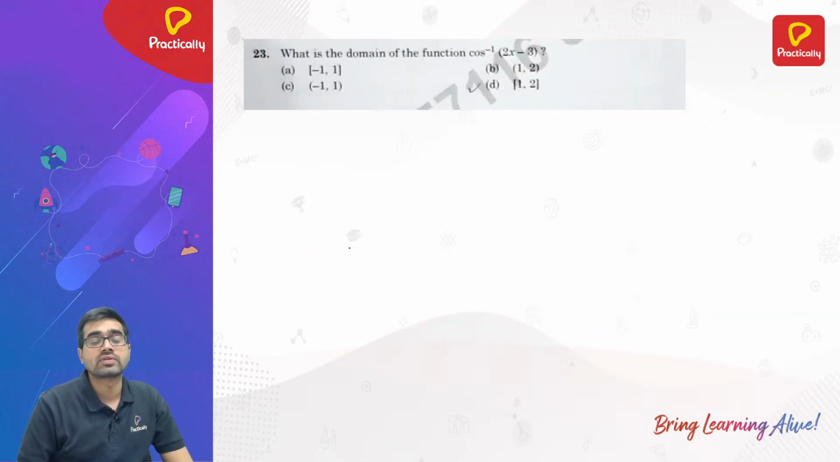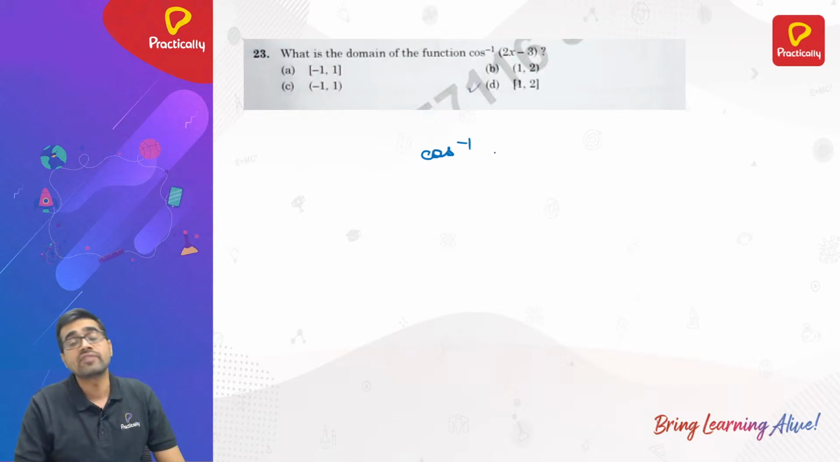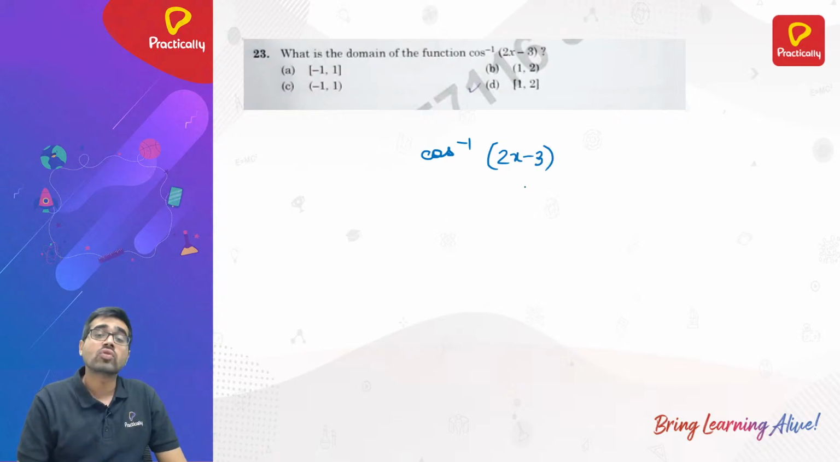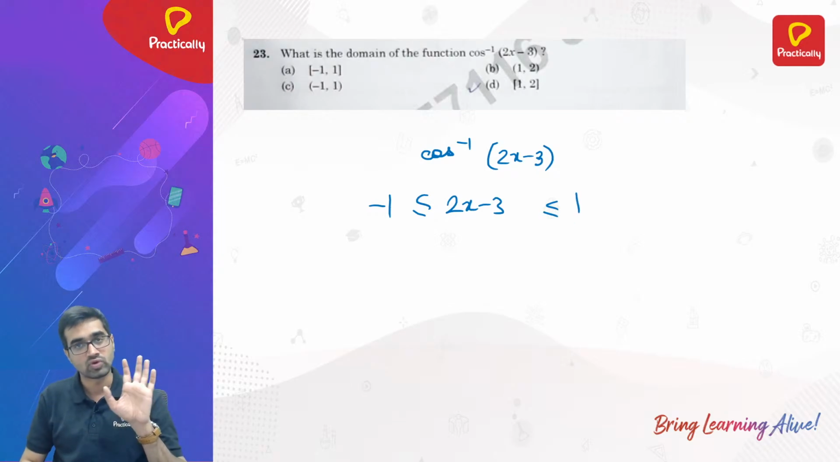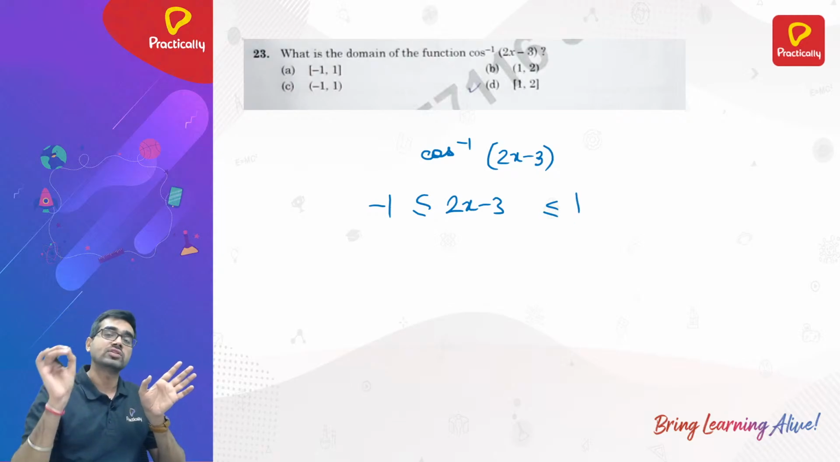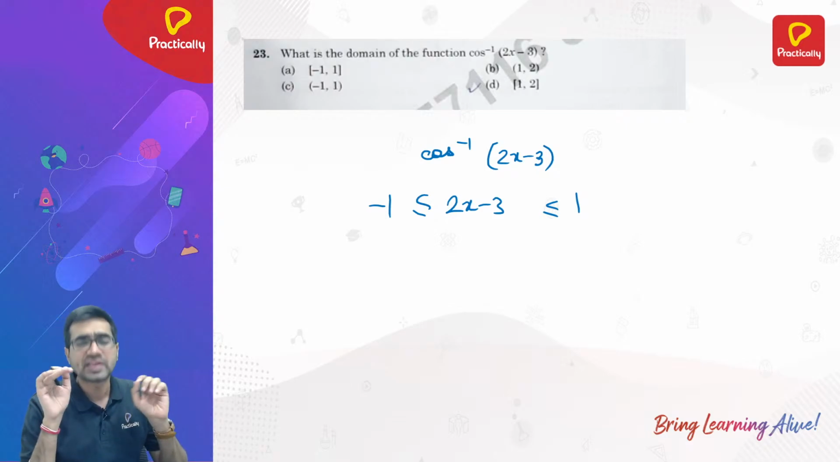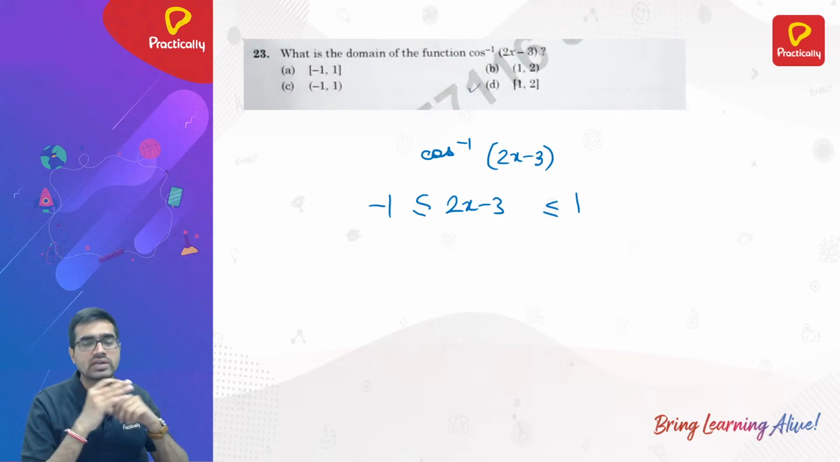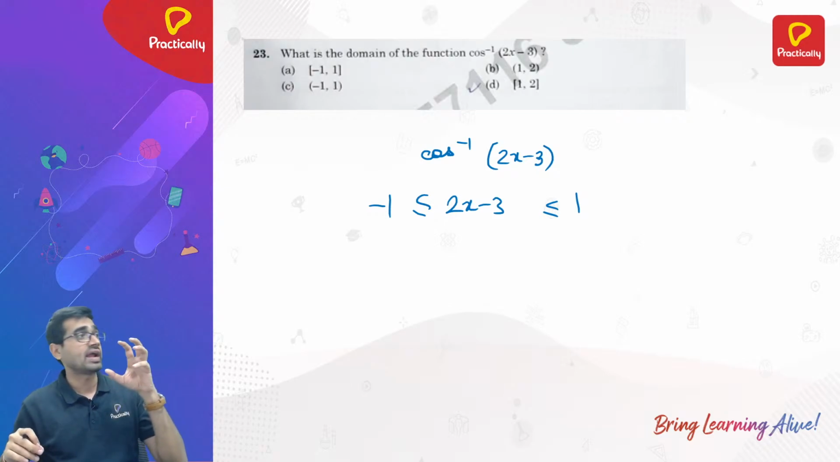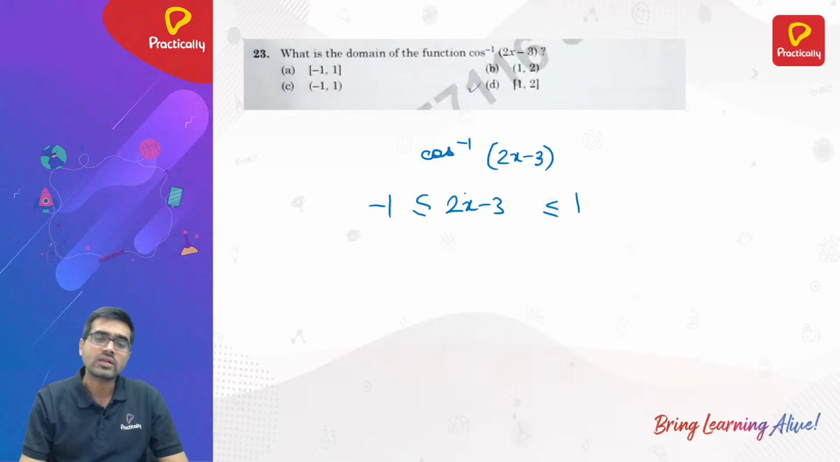Let's move to the next one. See, in domain we just use the major one. You know that cos inverse of any function is only defined if this value is between minus 1 and 1 included. Cos inverse minus 1 is, you know, pi, and cos inverse of 1, you know, 0. It is a decreasing function. That's why the values interchange. No trouble for us. But the thing is, cos inverse is defined for -1 to 1. So just apply that.